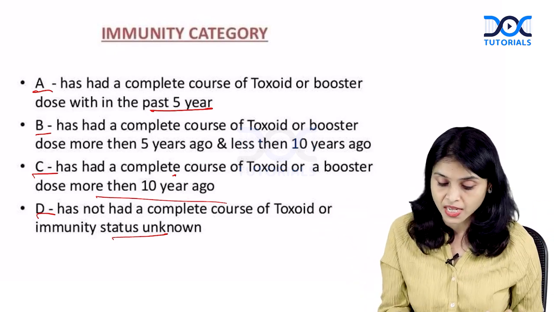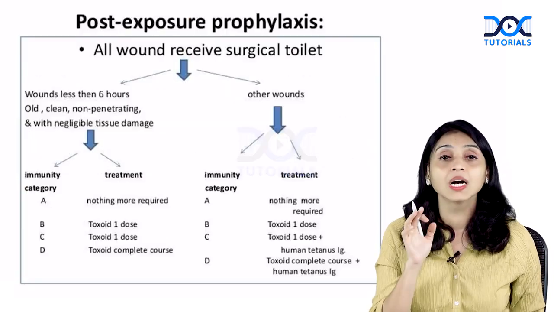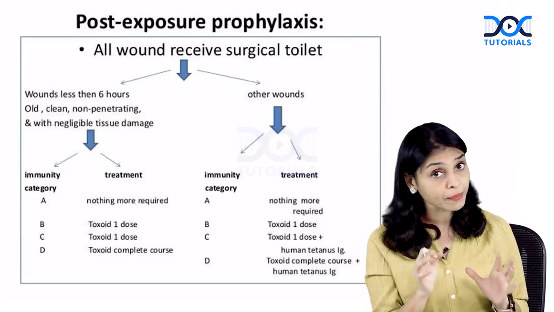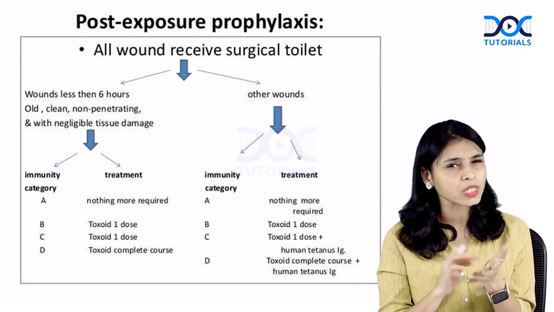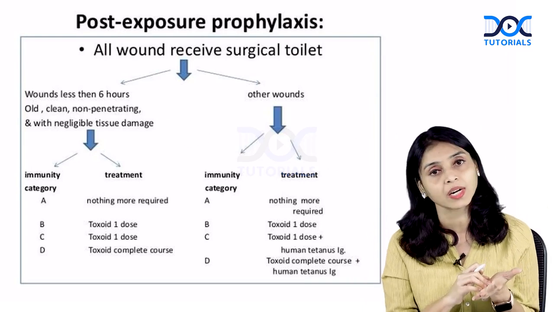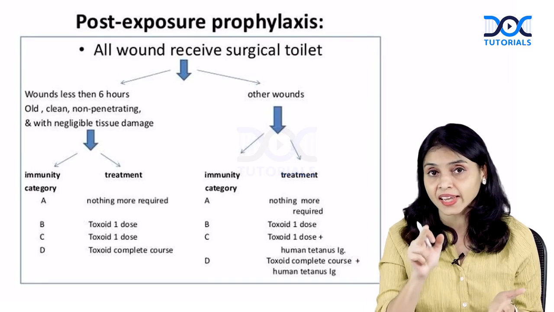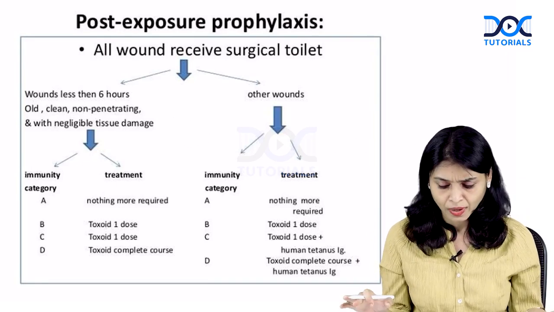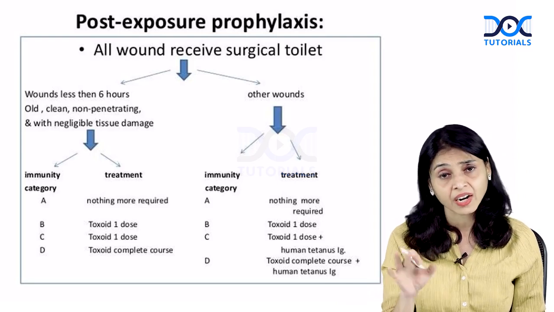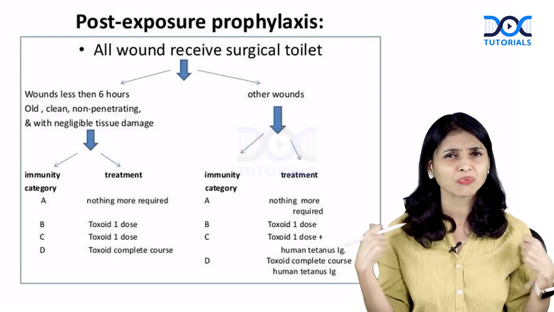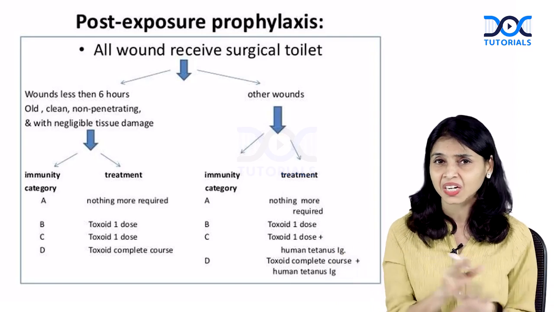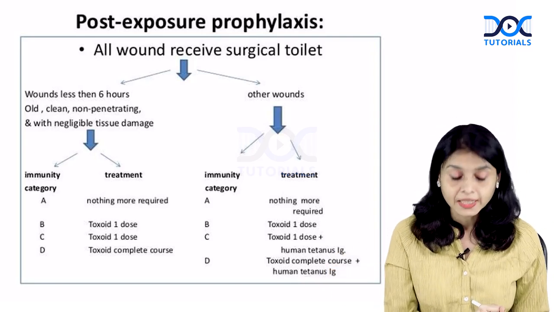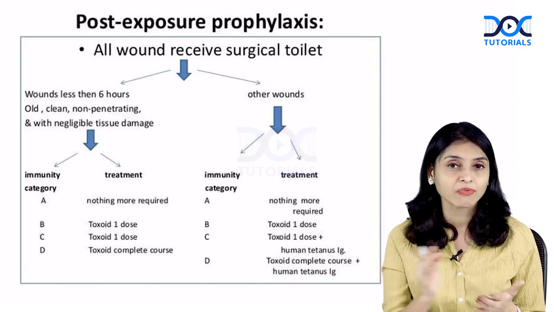Okay. Now, let's see how to give post-exposure prophylaxis. That again depends upon not only immune category but also the type of wound, whether it is clean or unclean wound. If it is clean, that was a question. For A, nothing is required. Not only in clean, even in unclean, nothing is required. He is fully immune, whether it is clean or unclean, no problem. Okay, if it is less than 5 years. Then B, that means between 5 to 10.